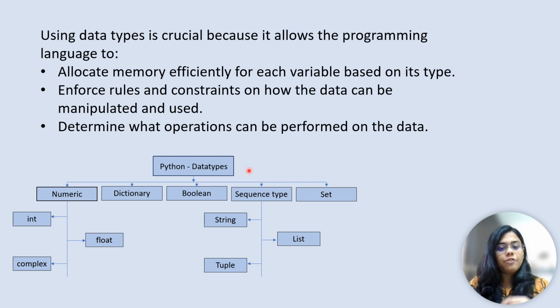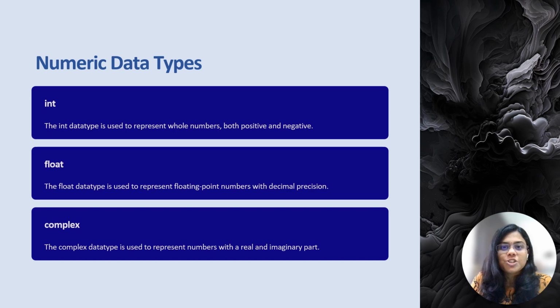Here we have 5 major data types in Python. The numerical data type, which encapsulates int, float, and complex. The dictionary data type, the Boolean data type, the sequence data type that encapsulates string, list, and tuples. And then we have the set data type. We will go with understanding every single one of them in the upcoming slides. So what are the numerical data types in Python?